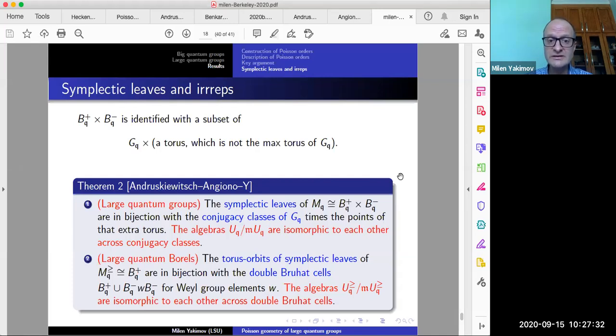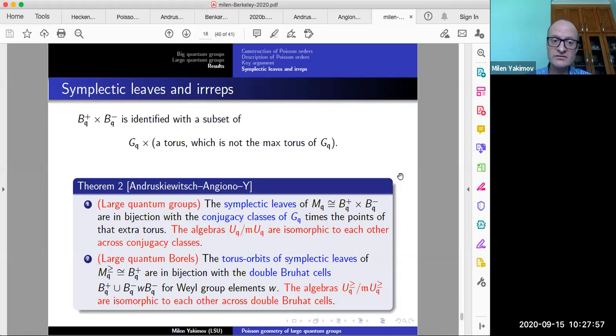And the first result is that the symplectic leaves of this MQ, that's the spectrum of the central subalgebra of the large quantum group, are in bijection with conjugacy classes of GQ times the points of this extra torus. So the fiber algebras UQ mod MUQ are isomorphic to each other across conjugacy classes.